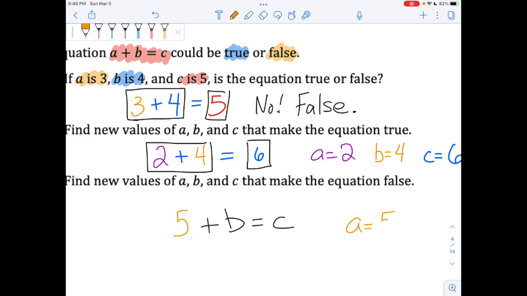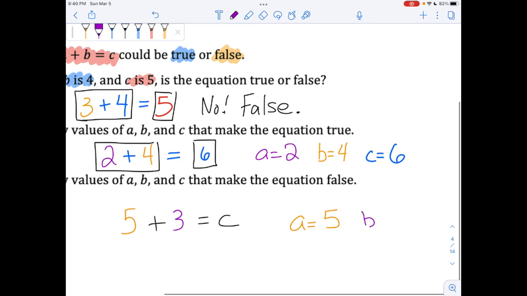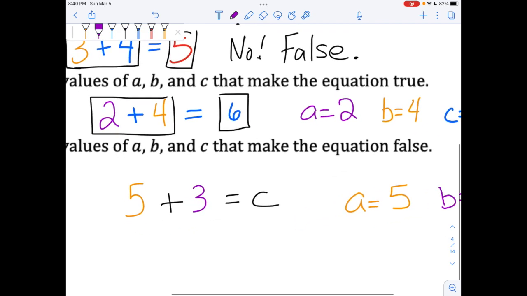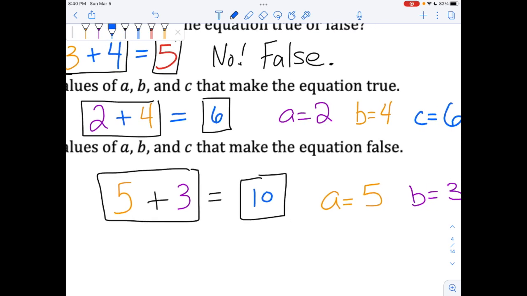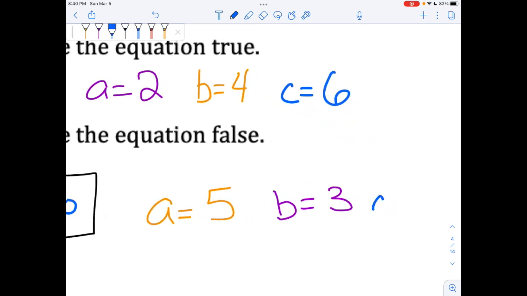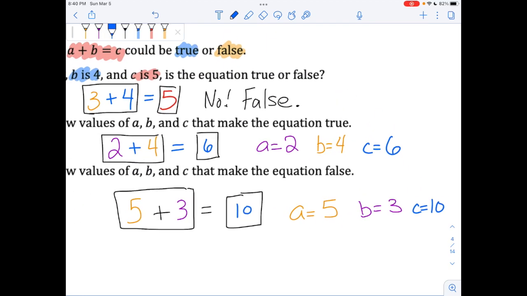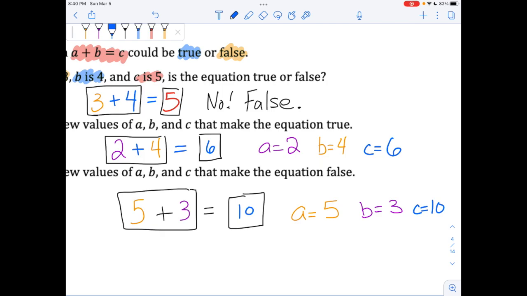A equals 5. B equals 3. Now if I want this to be false, I know 5 plus 3 equals 8. So for C, I'm going to change it to any number that's not 8, like 10. C equals 10. This is a false statement because 5 plus 3 does not have a value of 10.